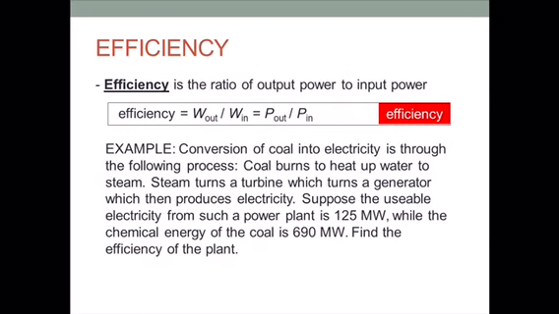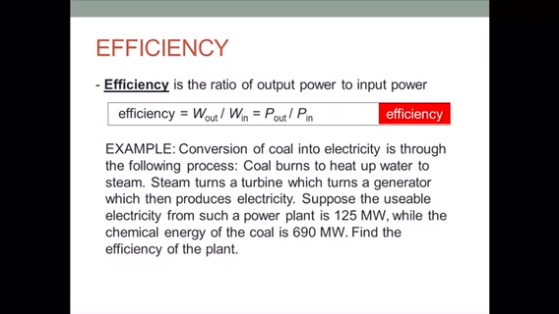Efficiency is the ratio of output power to input power. As we can see in the formula, efficiency equals work out divided by work in, or power out divided by power in. To understand this better, we'll do an example.